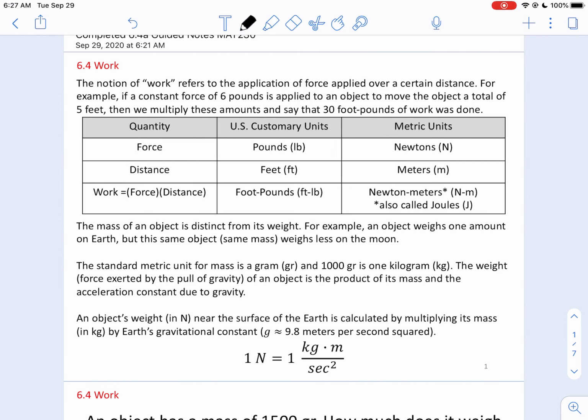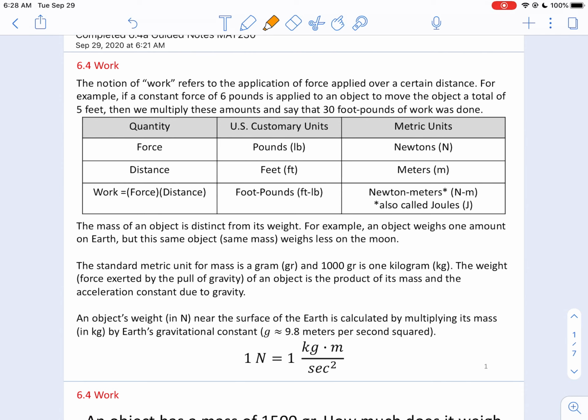Before we proceed, let's discuss the units that are used in the U.S. customary system and in the metric system. So units of force: in the U.S. customary system, we measure force in pounds, whereas in the metric system, we're going to use the unit called a Newton. For distance, we are going to use feet in the U.S. customary system, and in the metric system, we will be using meters.